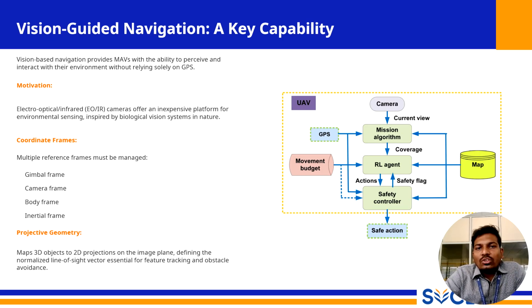This vector is essential for feature tracking and obstacle avoidance. By tracking how the line-of-sight vector to various features changes as the MAV moves, the software can deduce its own motion through the environment and build a 3D map of its surroundings, allowing it to navigate precisely and avoid collisions, all without using a single GPS signal.